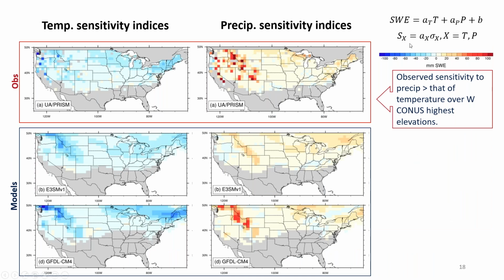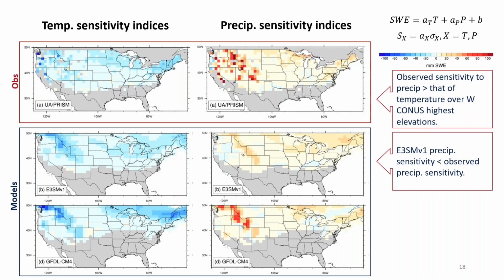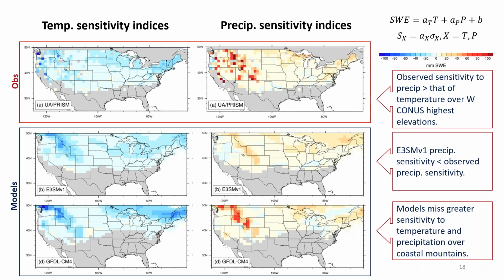Furthermore, we can look at the temperature sensitivity. Here, we represent it by the coefficient multiplied by the standard deviation. In other words, we look at the coefficient for temperature normalized by its standard deviation and precipitation normalized by its standard deviation. And here we can see clearly for observations, as I said earlier, the sensitivity to precipitation, particularly over the mountains, is much higher than that of temperature. Second, the model precipitation sensitivity is less than the observed precipitation sensitivity. And finally, both models miss greater sensitivity to T and P over coastal mountains.